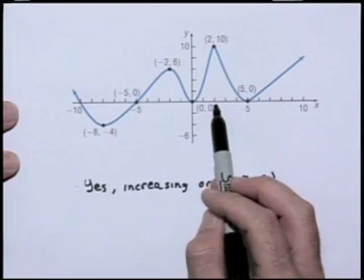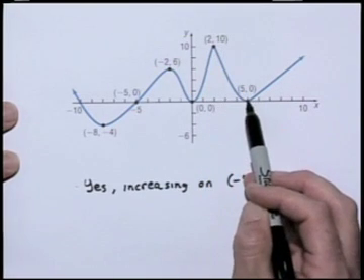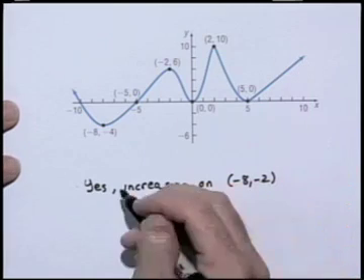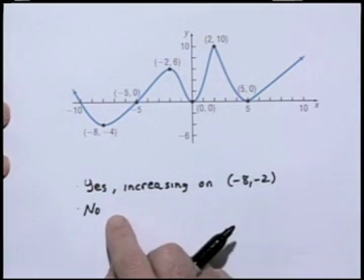Next, we want to determine if f is increasing on the interval 2, 10. Well, between x is 2 and x is 10, we can see that the function initially decreases and then begins to increase. So the answer to that question is no, the function is not increasing on the interval 2, 10.